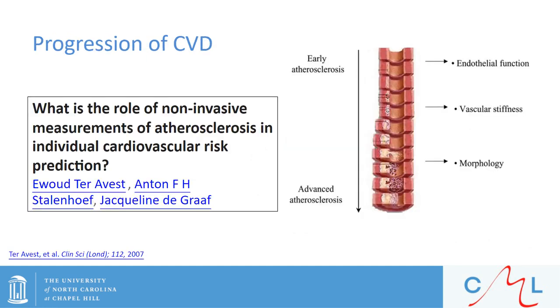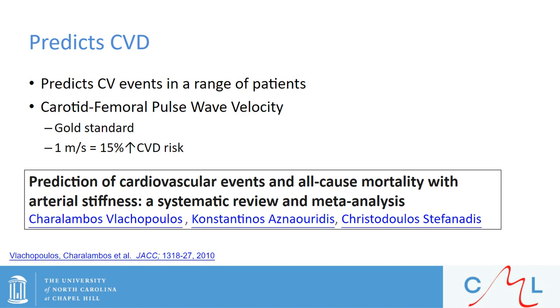This is a really nice cartoon which was published a number of years ago, which simply depicts the process of atherosclerosis. Now, generally speaking, again, this is an oversimplification, but we begin with a dysfunction of the endothelium, so the functional characteristics of the vessel become impaired. This will start to lead to increased vascular stiffness, and then we'll start to see morphological changes. Those morphological changes occur late in the process, but those stiffness changes still occur quite early, and those stiffness changes can predict future cardiovascular events in a range of patients.